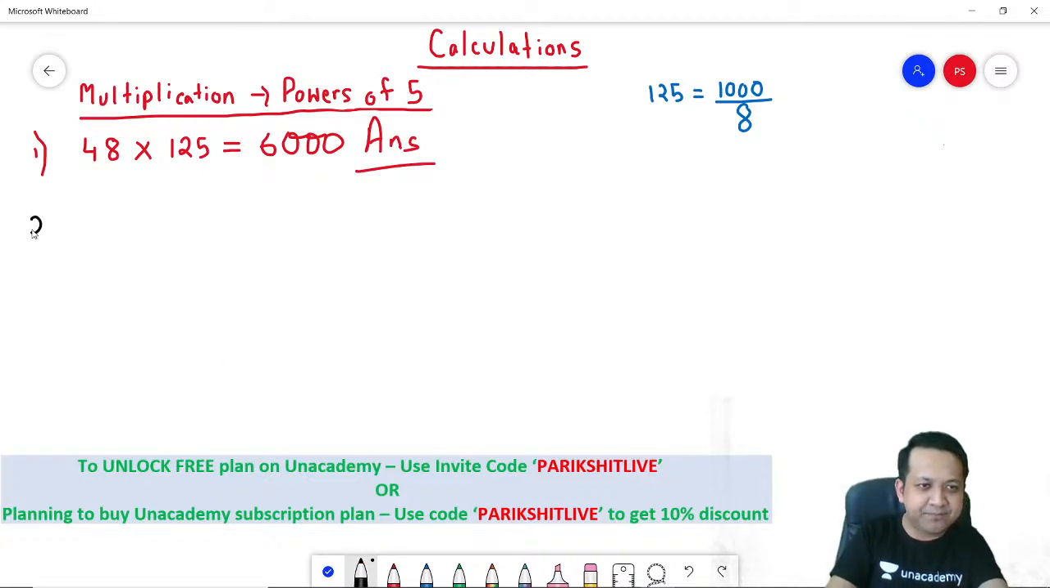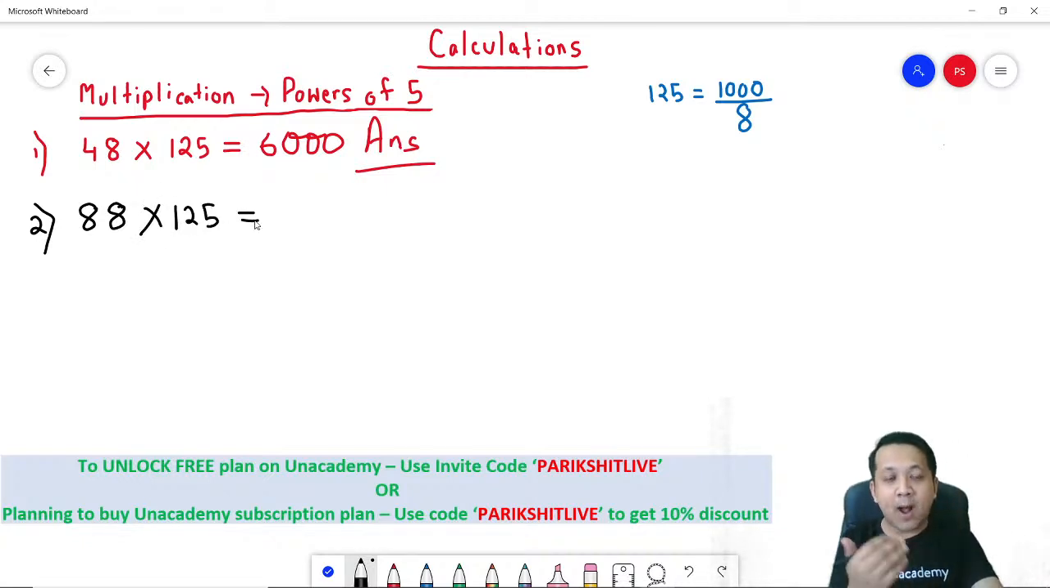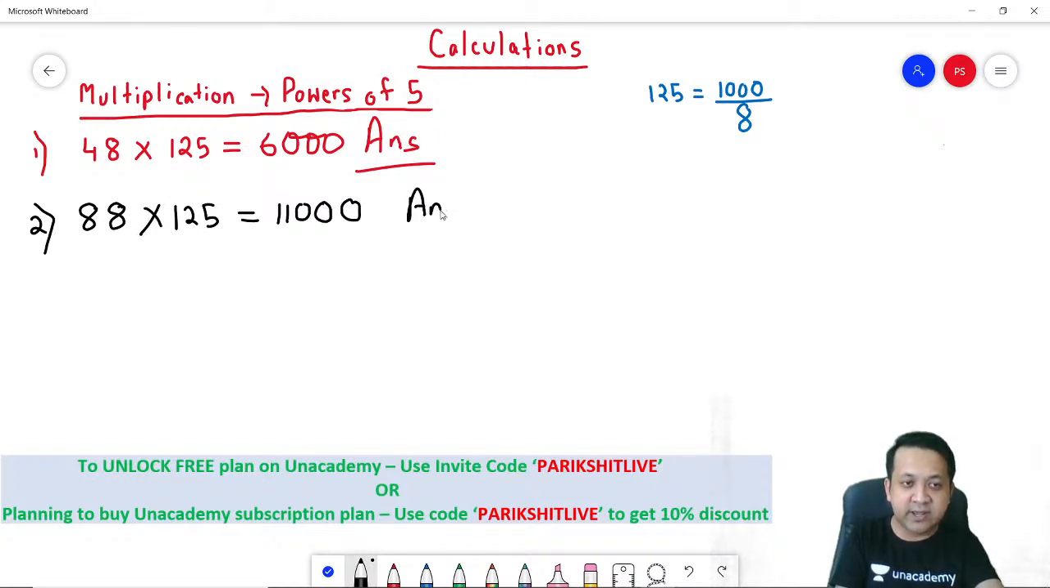Let's take another number. Let's say you have 88 into 125. Again, the same logic. 125 is 1000 divided by 8. So divide the number by 8. 88 by 8 is 11. And because 1000 has got 3 zeros, I will add the 3 zeros. It is 11,000. Let's take more numbers.